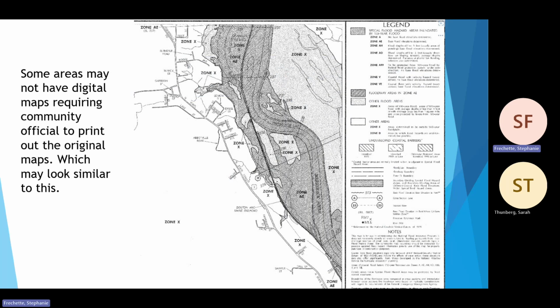There are some parts of the state that may not have digital maps. This would require the community official to print out the original maps, and they may look similar to this.